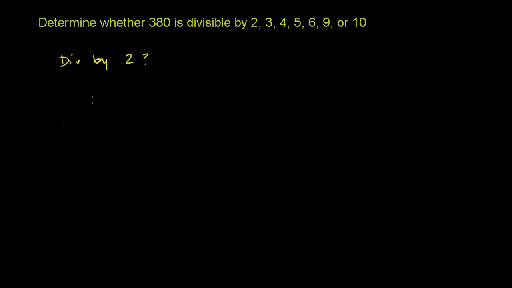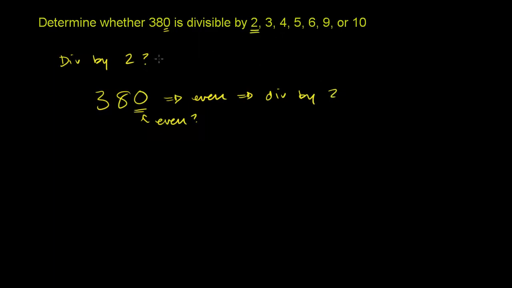Divisible by 2. Well, in order for something to be divisible by 2, it has to be an even number. And to be an even number, your ones digit, so let me rewrite 380, has to be even. And for this to be even, it has to be 0, 2, 4, 6, or 8. And this is 0. So 380 is even, which means it is divisible by 2. So 2 works out.